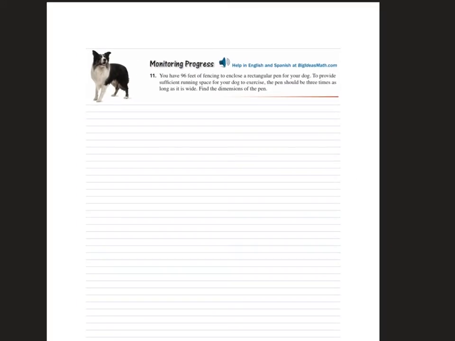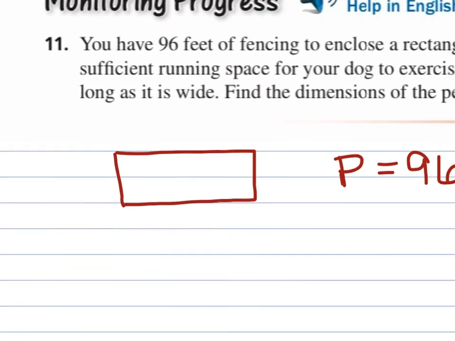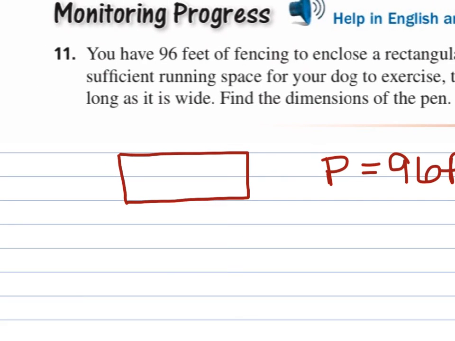And lastly, we have 96 feet of fencing to enclose a rectangular pen for our dog. So we're dealing with a rectangle here. Our perimeter is going to be 96 feet. To provide sufficient running space for your dog to exercise, the pen should be 3 times as long as it is wide.